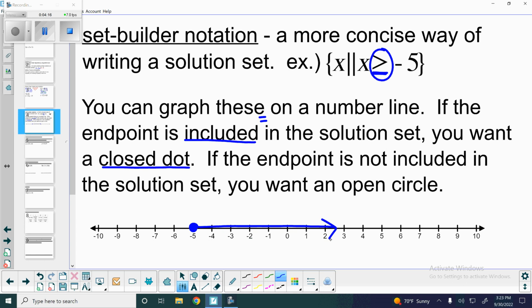That's the main difference between an inequality and an equation: an equation just has one answer, and an inequality is talking about a set of numbers. Okay.